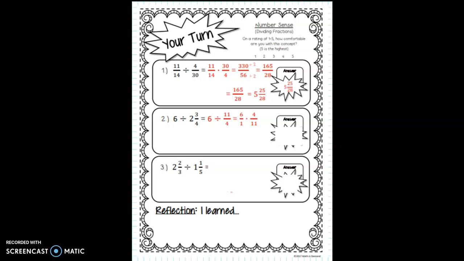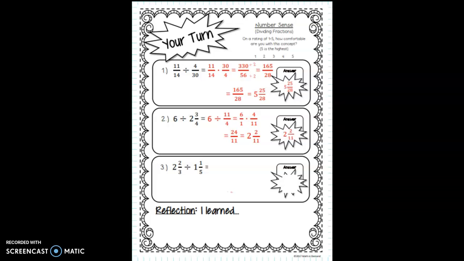6 times 4 is 24. 1 times 11 is 11. 11 goes into 24 twice. 2 times 11 is 22, which means we have 2 left over. 2 and 2 11ths is your final answer.